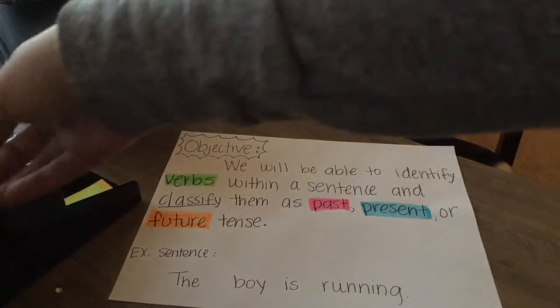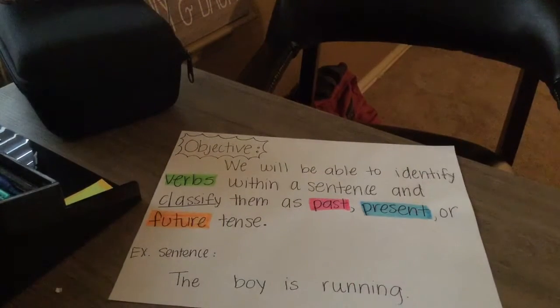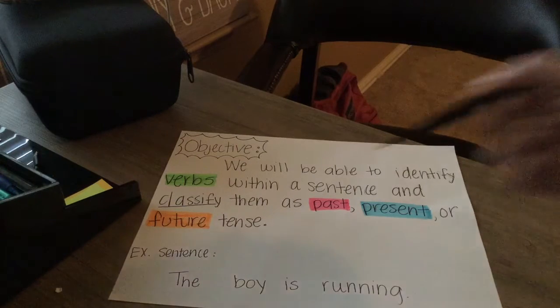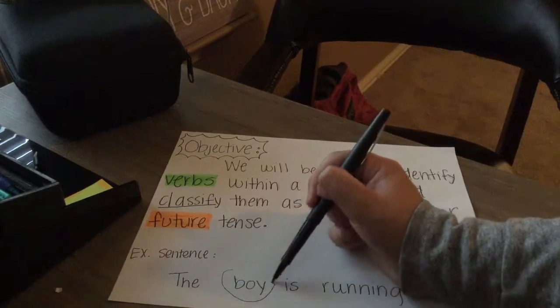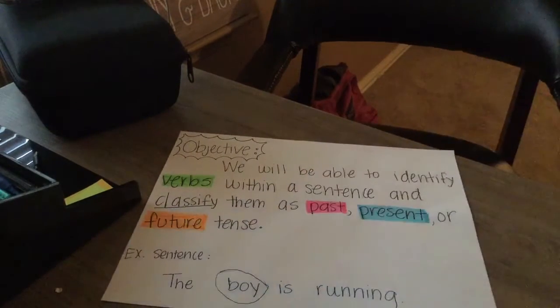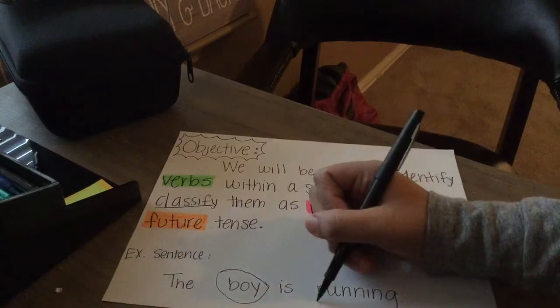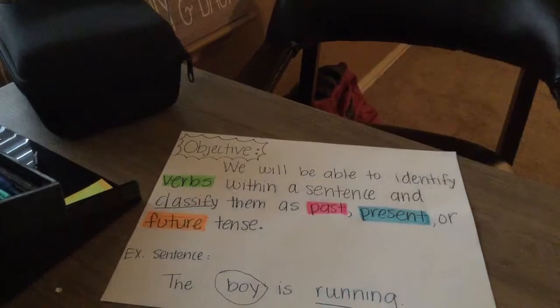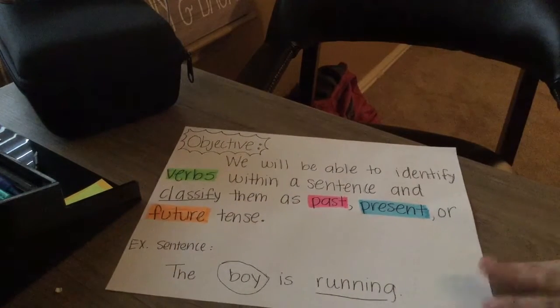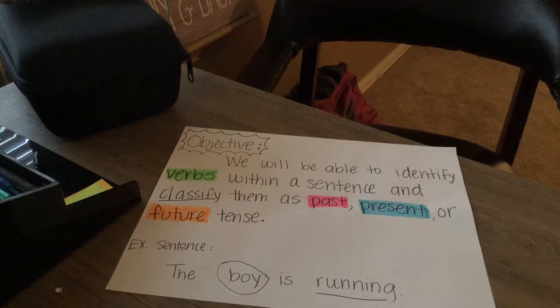So let's go ahead and try to identify what the person or noun or subject of the sentence is. So let's circle boy. Boy is the noun, right? And I'm going to go ahead and underline this word here. Can anyone tell me what that word is doing in this sentence? Can anyone tell me what the word that we underline is describing?